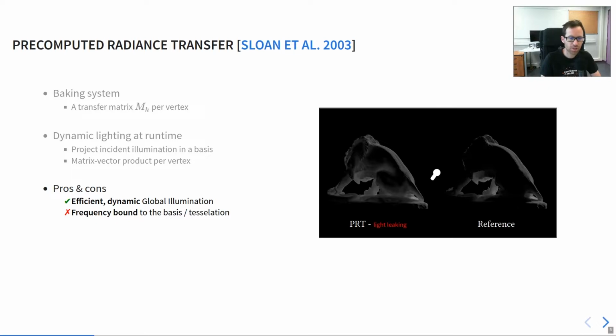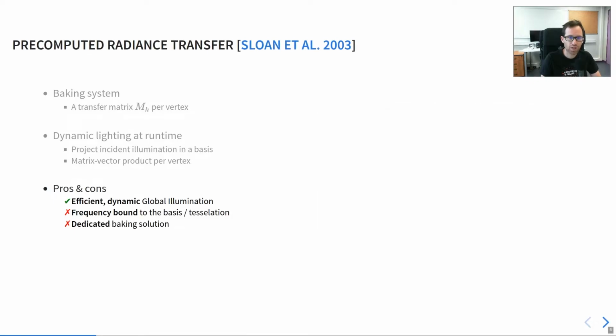First, its frequency content is bound both by the projection basis for the incident radiance and by the asset's tessellation. This can cause light leaking and interpolation artifacts. A second caveat is that this baking process requires a dedicated solution, since the projection basis acts as an implicit light source that we have to account for, and this prevents us from fully reusing existing baking solutions.